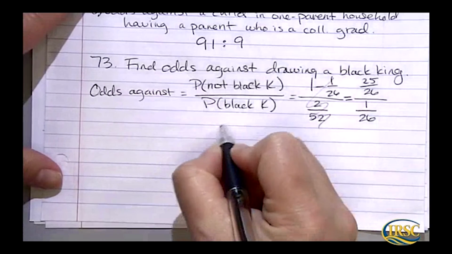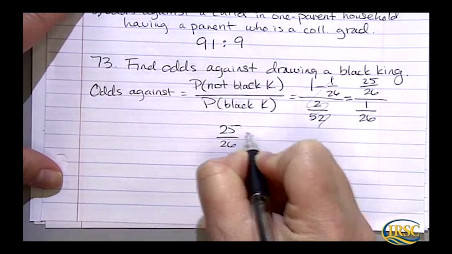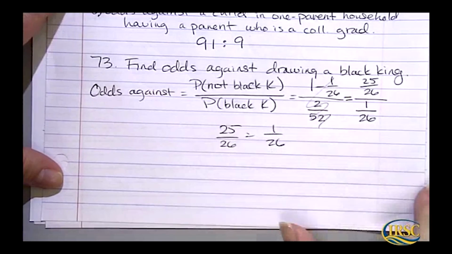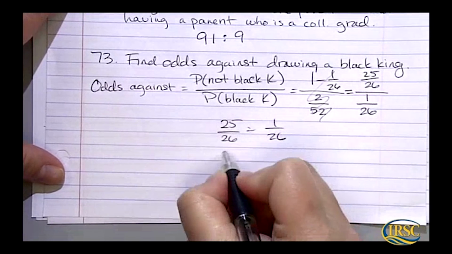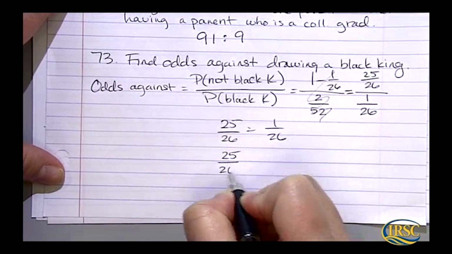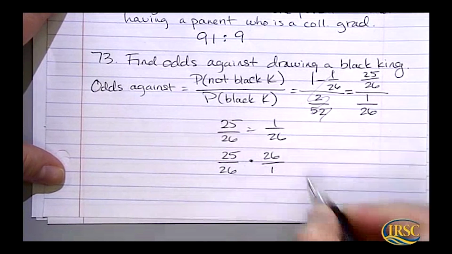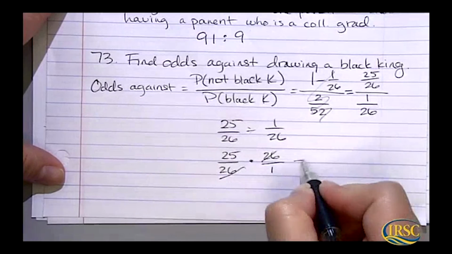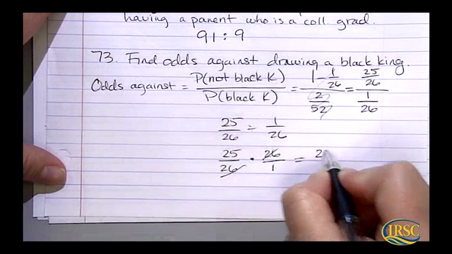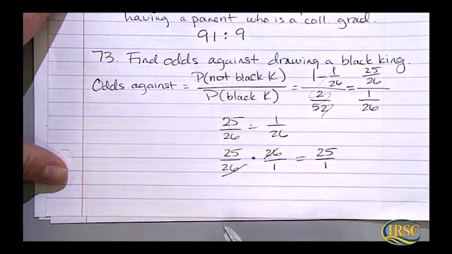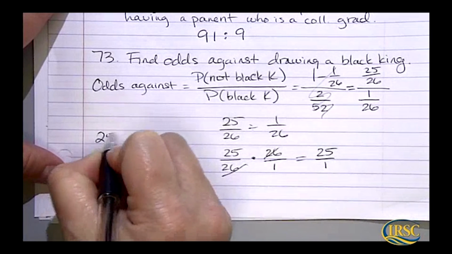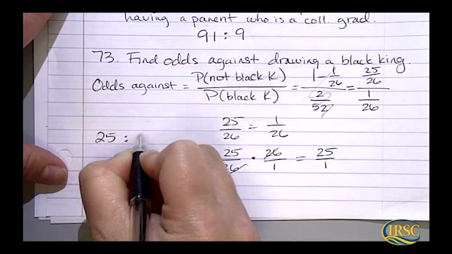Okay, so this means we have 25 over 26 divided by 1 over 26, which really means we're taking the reciprocal and multiplying, so 25 over 26 times 26 over 1. The 26's will cancel, and we have 25 over 1, which means the odds against are 25 to 1.